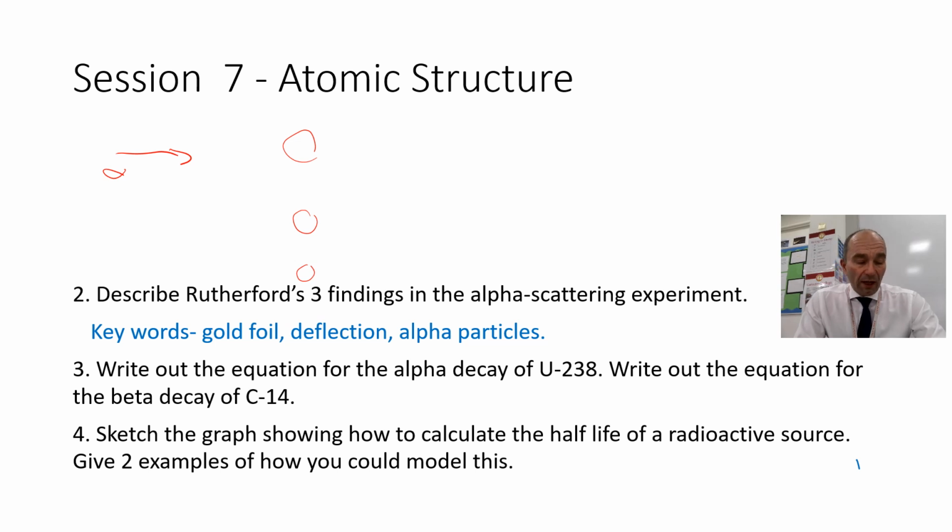The third activity is to write out the equation for the alpha decay of uranium-238, and then you're also going to write out the equation for the beta decay of carbon-14. And finally, we'd like you to sketch a graph showing how to calculate the half-life of a radioactive source, and give 2 examples of how you could model this as well. The reason being is that they come up in exam questions frequently.